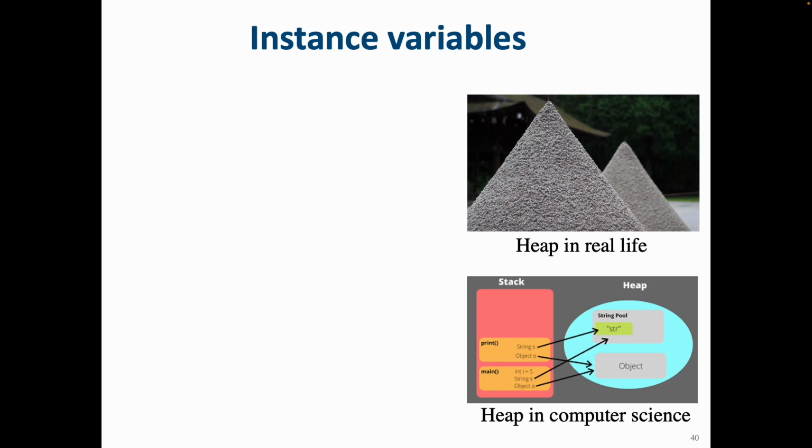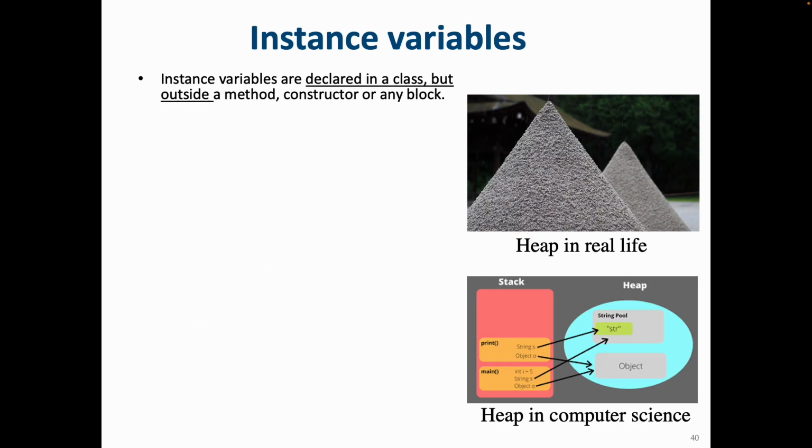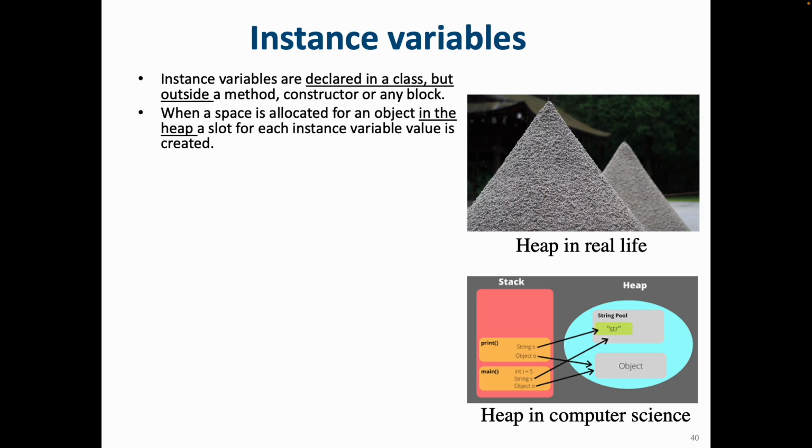But this is not the case in the instance variables. What is an instance variable? Instance variables are the variables that we define within a class, basically the attributes of a class. So we define them within the class, but outside the methods.